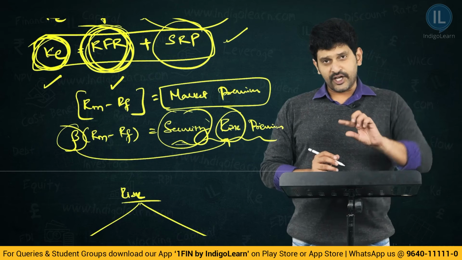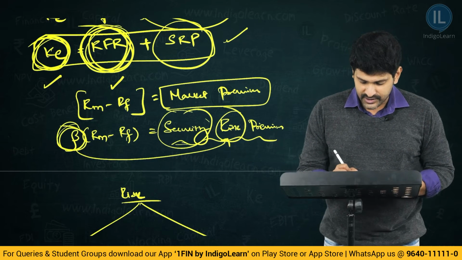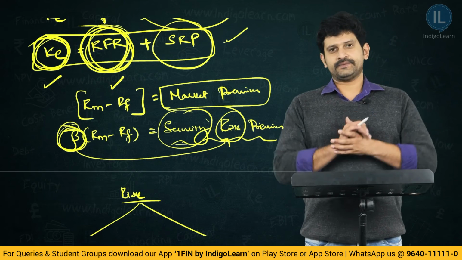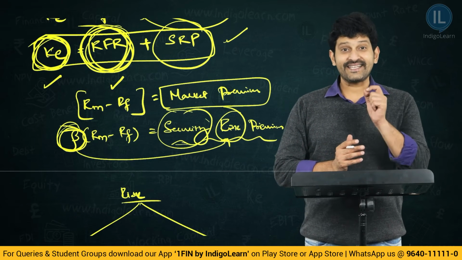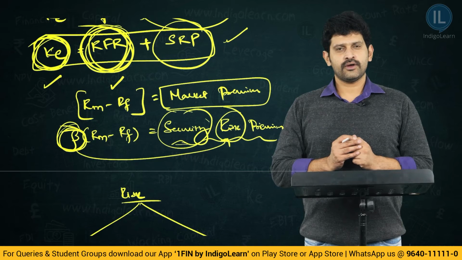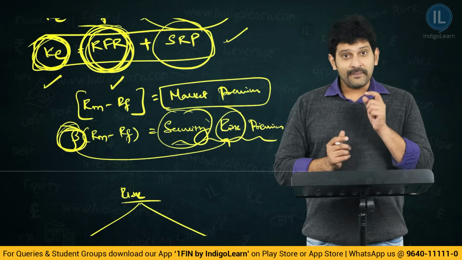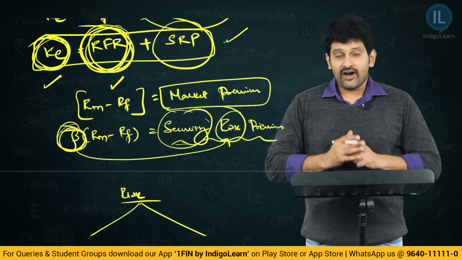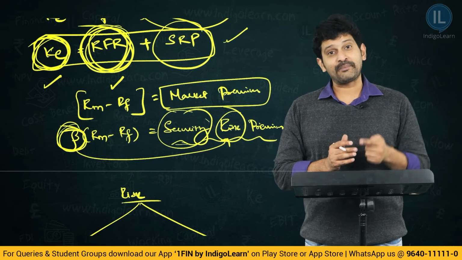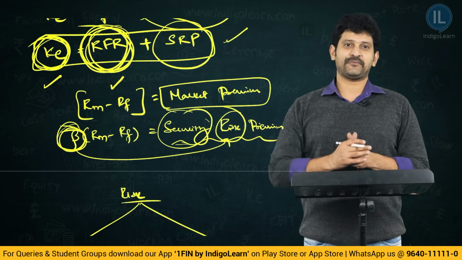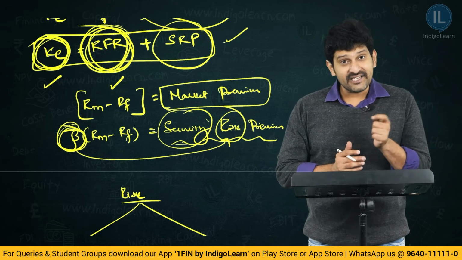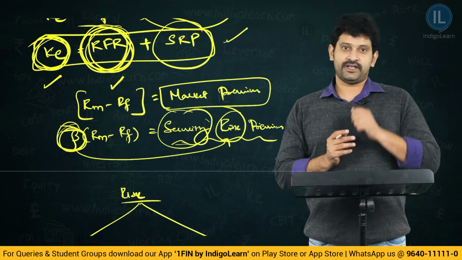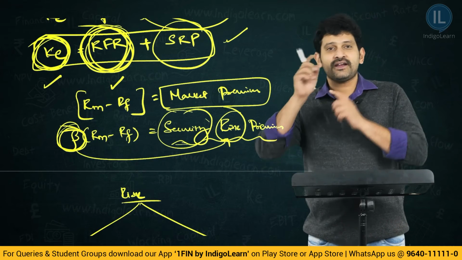Now, to understand the security risk premium, first of all, let us understand what this beta is. Friends, beta is basically a sensitivity indicator. Beta is an indicator of the sensitivity of the company's security with that of the market. I repeat, beta indicates the sensitivity of the company's security with that of the market.